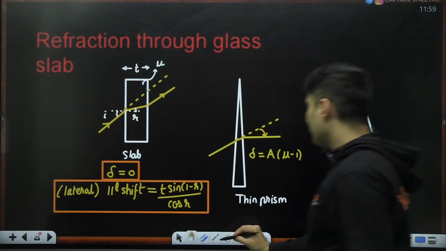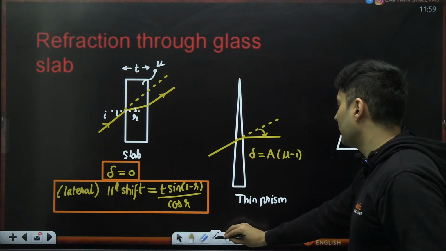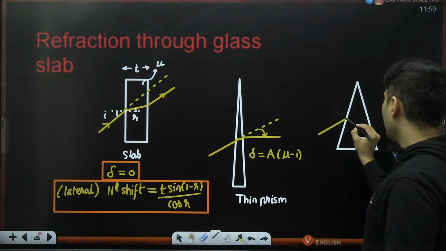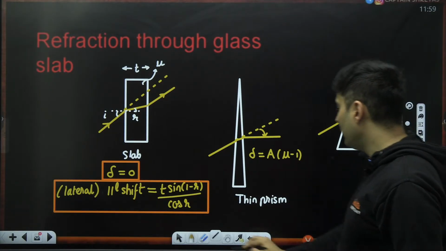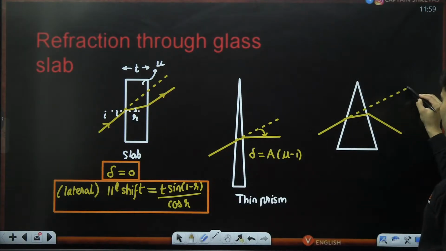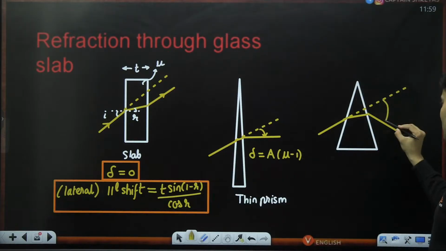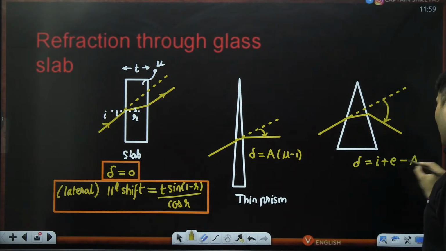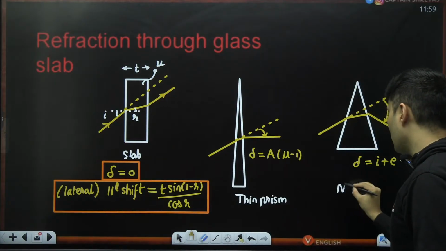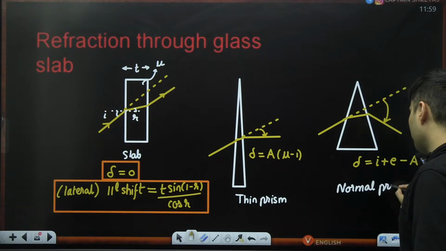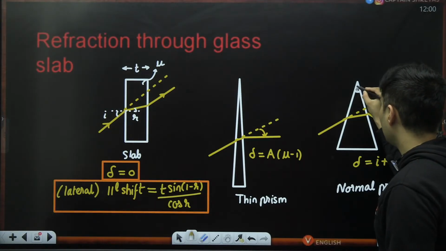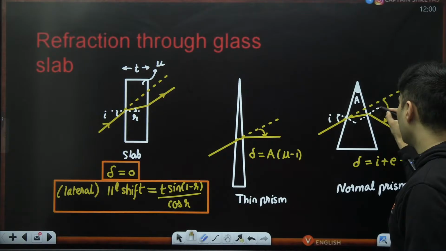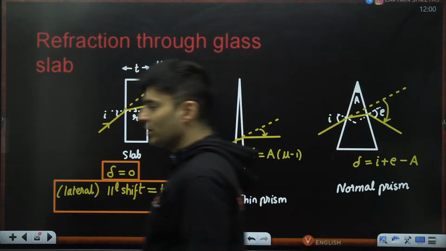Is that okay? And if you take a normal prism, where it will have sufficient space, enough angle to deviate, the deviation is quite large, and you will see that it is incident angle plus emergent angle minus the angle of prism. So this is for a normal big prism. This is basically the angle of the prism. Over here, you have the incident angle, and over here, you have the emergent angle. These things you should definitely know.